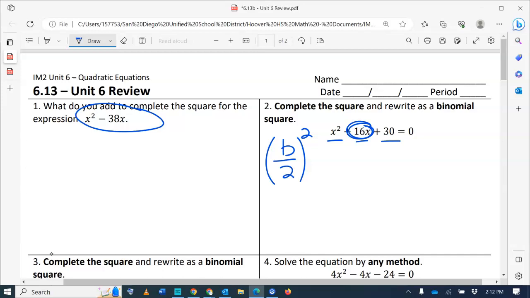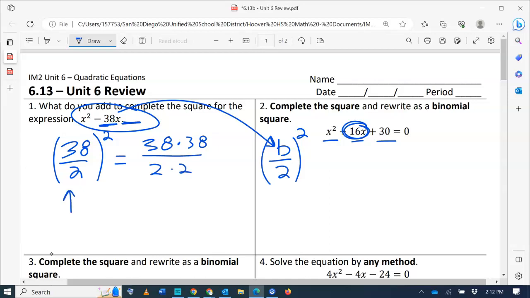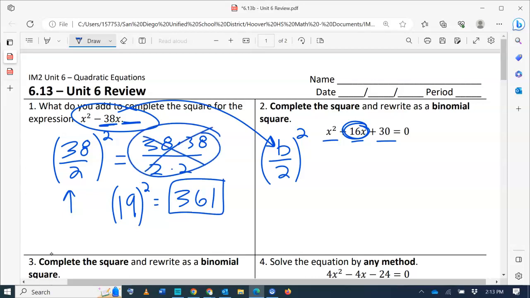So there's only two terms here. We're missing our last term, our c term. So the middle term is this 38. So the 38 is our b. 38 divided by 2, and we square it. Now you can do 38 times 38 over 2 times 2, or do this math first. 38 divided by 2 is 19, and you square 19, and we get 361. So you can do this, but I would not. That's extra work. Make it simple. So the first question is just 361.